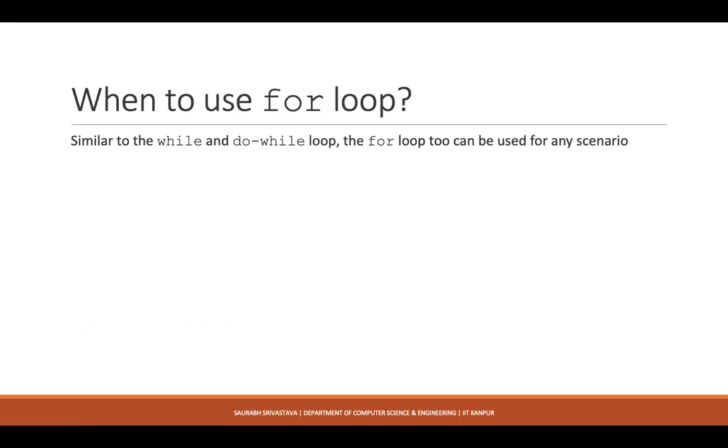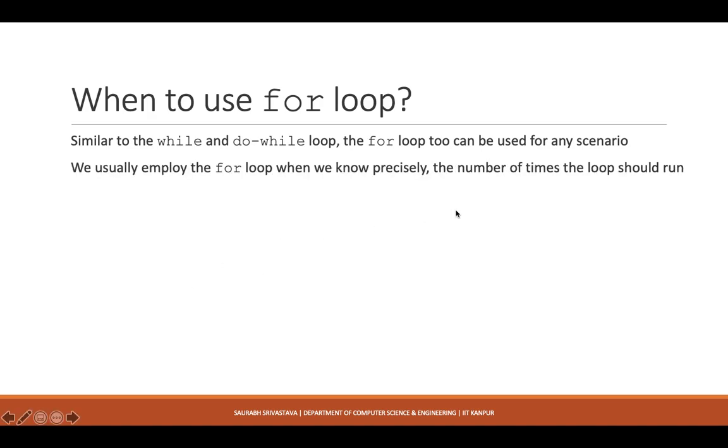So when exactly should we try to use the for loop? Now, similar to the while and do while loop, the for loop too can be used for any scenario. You may have to write it in a certain fashion, but all these loops are basically equivalent. You can use any loop at any point of time. So if you already have a personal favorite, in theory, you can use the same loop at every junction where you have to put a loop. At every place we want to put a loop, you can use any of the three.